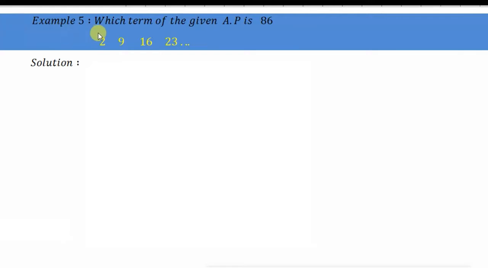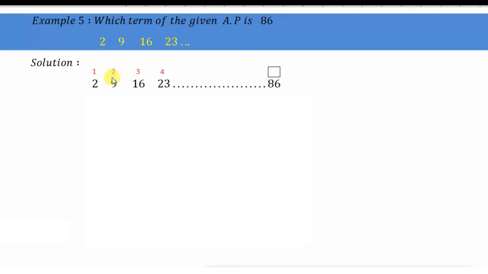Example 5. Which term of the given AP is 86? Let us take the sequence 2, 9, 16, 23. So what are they asking us? They are asking us which term of the AP is 86. This is the first term, second term, third term, fourth term. So basically what we have to find is n.